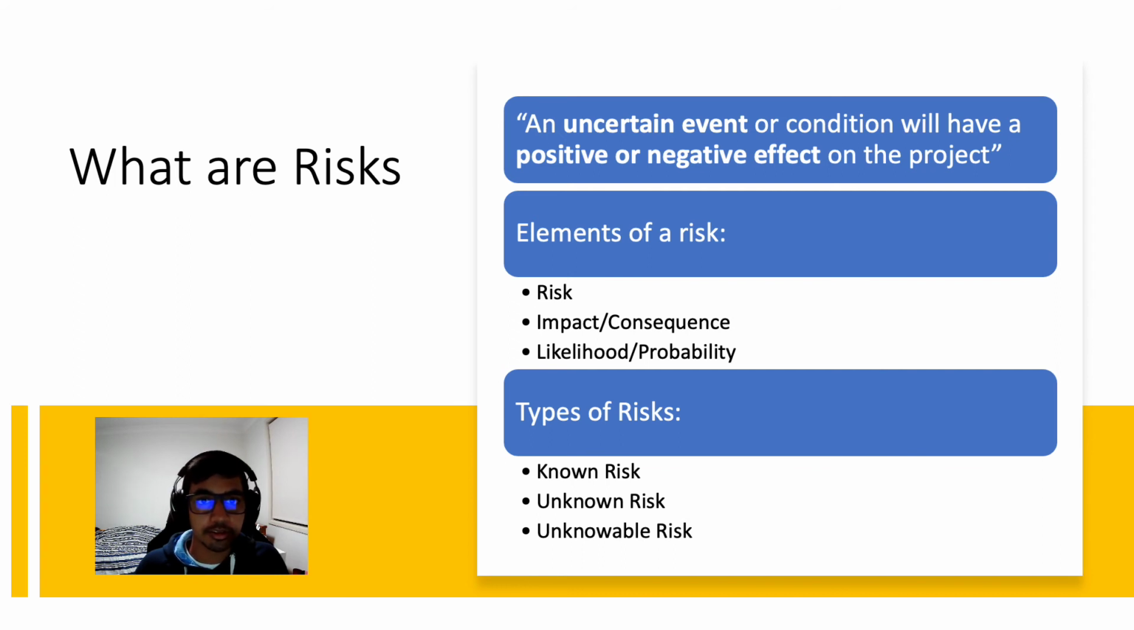There are three elements of a risk: the risk itself, the impact or consequence the risk will have on the project, and the likelihood, or probability, of the risk occurring. There are also three different types of risks: the known risk, where it is recognised by a numerous amount of people, the unknown risk, where very few people are aware of it, and the unknowable risk, which is unexpected and impossible to predict.